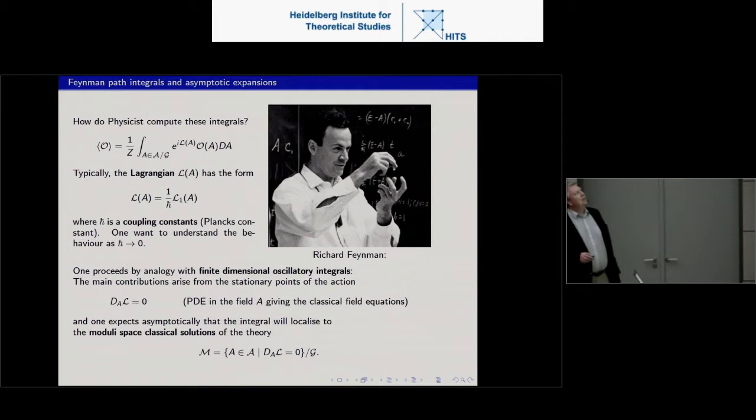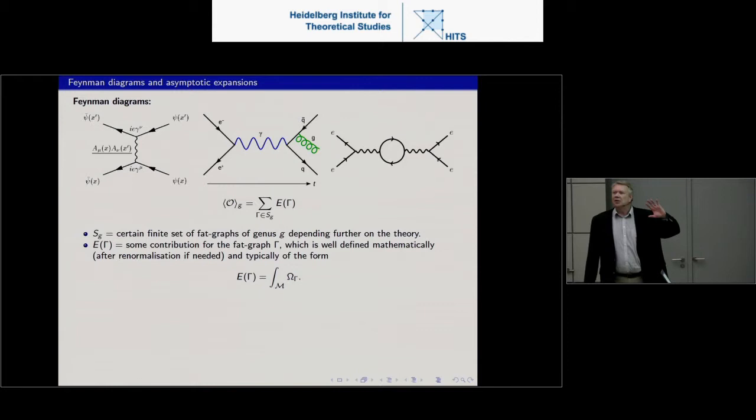This was just some classical consideration. But what you then have to do is consider certain kinds of graphs, namely Feynman diagrams. And the idea is the following, that you look at a certain finite set of fat graphs of a certain genus. I will get back to what these notions mean. You don't really need to know what I mean right now. But there are a certain finite set of graphs for these.